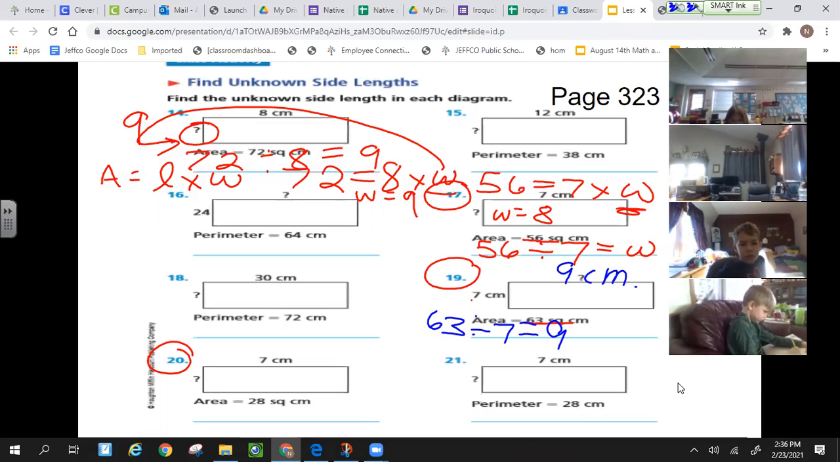Charlie D's not here. Ryder's not in my group. Ethan's not here. Okay, Sawyer Jackson. Lucas, what'd you get for number 20? 4 centimeters. Can you explain how you got that?